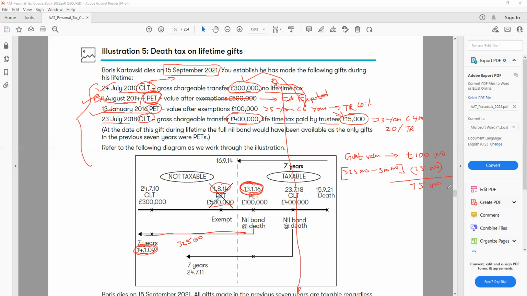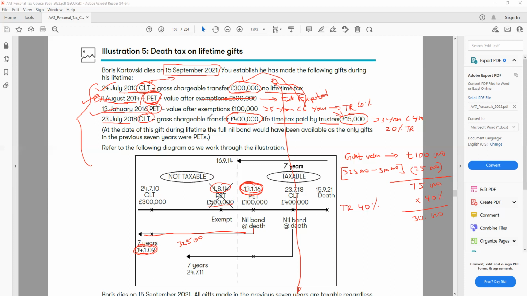The tax will be payable on 75,000. Now we're going to calculate how much is the tax on the 75,000. Remember, if the person has died, the tax rate will be 40%. So 75,000 times 40% will give us 30,000. So 30,000 will be the tax due on the gift we made on 13th of January for 100,000.